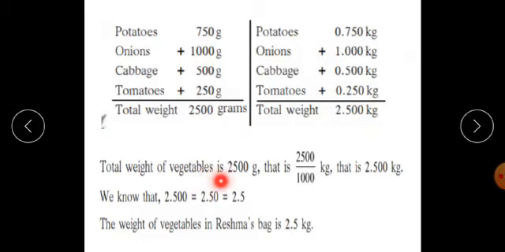Total weight of the vegetables, for the first method, is 2500 gram, that is 2500 upon 1000, because here we are going to convert the smaller unit, that is gram, into kilogram. Therefore we have to divide 2500 by 1000, that is 2.500 kg. We know that 2.500 kg is equal to 2.50 or 2.5. You can represent 2.500 as 2.50 or 2.5 also. The weight of the vegetables in Reshma's bag is 2.5 kg.